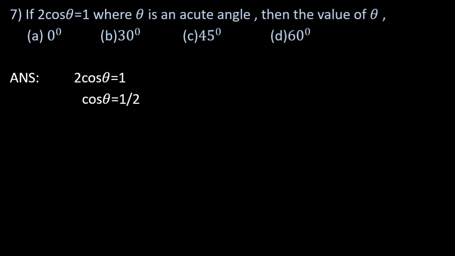What angle has a cos value of 1 by 2? That is cos 60, whose value is 1 by 2. So we will write cos theta is equal to cos 60. We have the same term, so cos will cancel and we get theta is equal to 60 degree. Therefore option D, 60 degree is the correct one.